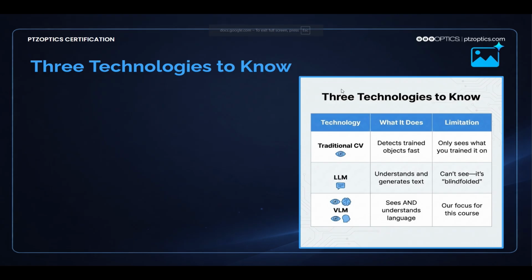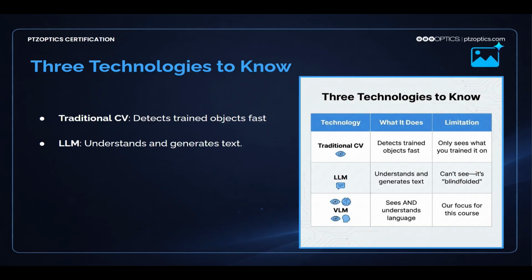So the three technologies that I want you to know coming out of Module 1 start with traditional computer vision, which is trained on objects, right? We train on these objects. It only sees what it's trained on. It doesn't have context, right? It's just looking for specific things that you've trained it on specifically, which is very valuable in manufacturing and different places where we need it to be perfect.